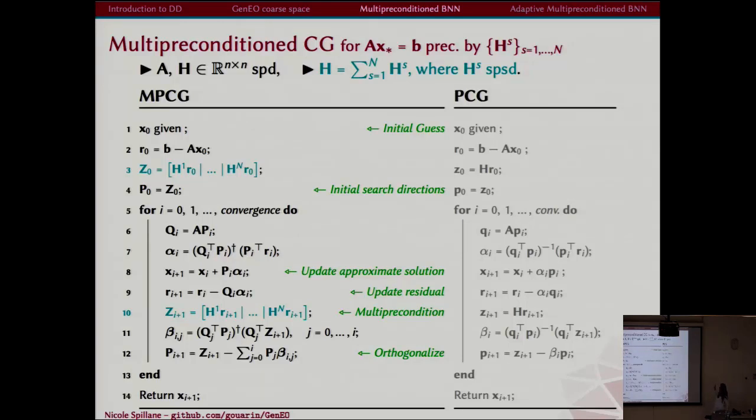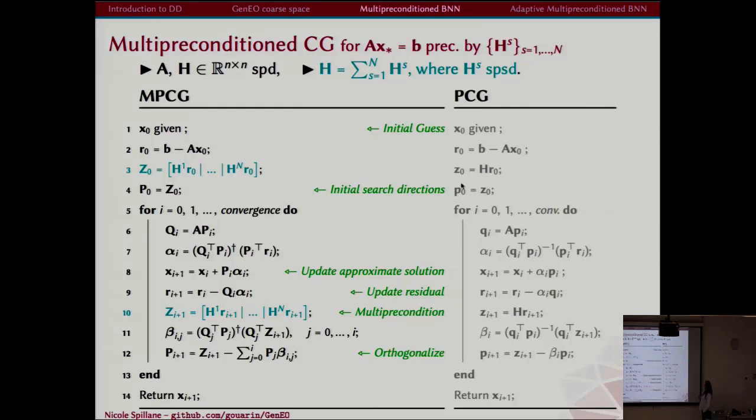So again, Ax* equals b, we have our n preconditioners H1 to Hn. And here on the left-hand side, I have MPCG, and on the right-hand side, I have PCG. This is just to show you that they are pretty much doing the same iterations. So of course, we start with x0, which is our initial guess. We compute the initial residual b minus Ax0, and then we go on to preconditioning. So on the right-hand side, we apply the preconditioner H, and on the left-hand side, we multi-precondition, which is we apply our n preconditioners and we stick them into a block of vectors. Then as our search directions, we use either this block or just a single vector.